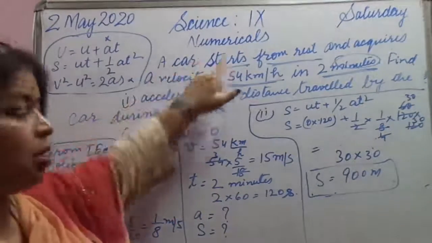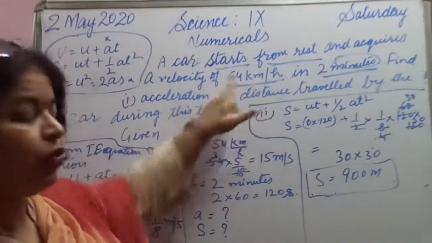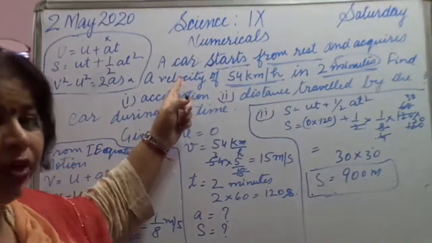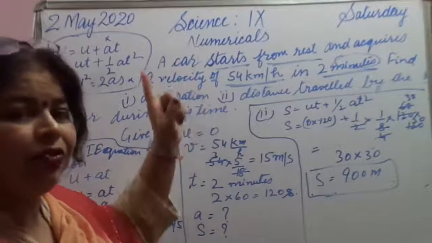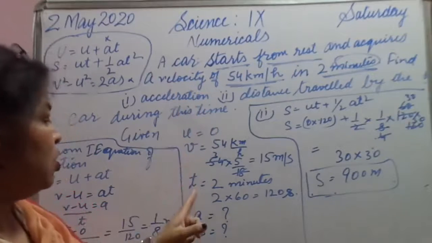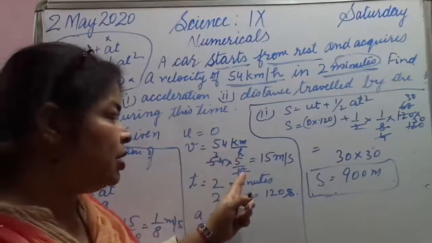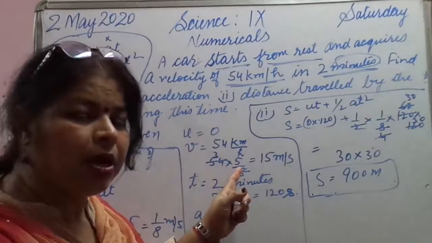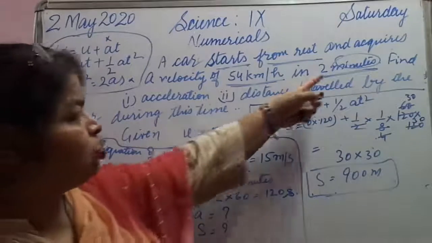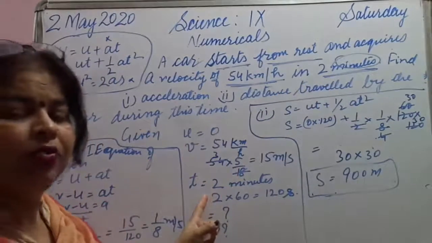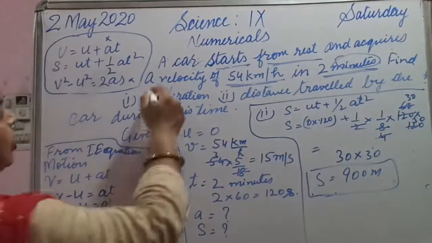Car starts from rest, it means u is equal to 0, and attains a final velocity of 54 kilometer per hour. It is not mentioned as final, we have to study it and then tell that it is final velocity. So v is equal to 54 kilometer per hour. It is in kilometer per hour, so we convert it into meter per second by multiplying by 5 by 18. Then comes t, time. Time is given as 2 minutes, so we convert it into seconds. It becomes 120 seconds.